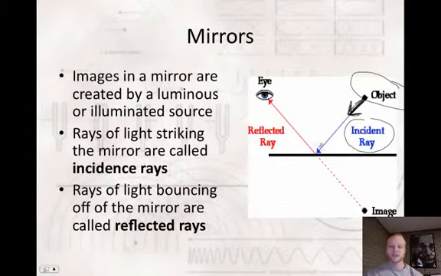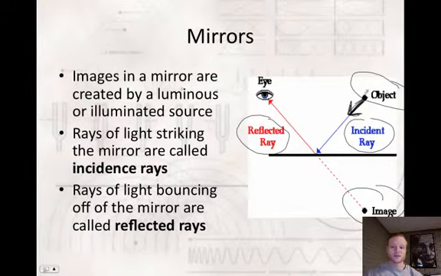You have the incident ray, it strikes the mirror, and then the ray of light that reflects off the mirror is called the reflected ray, which makes sense. It then eventually hits an eyeball, could be your eye, and you now see this image being created in the mirror. This image is behind the mirror, so it's called a virtual image, and we'll get into that later. But that's basically reflection in a nutshell.